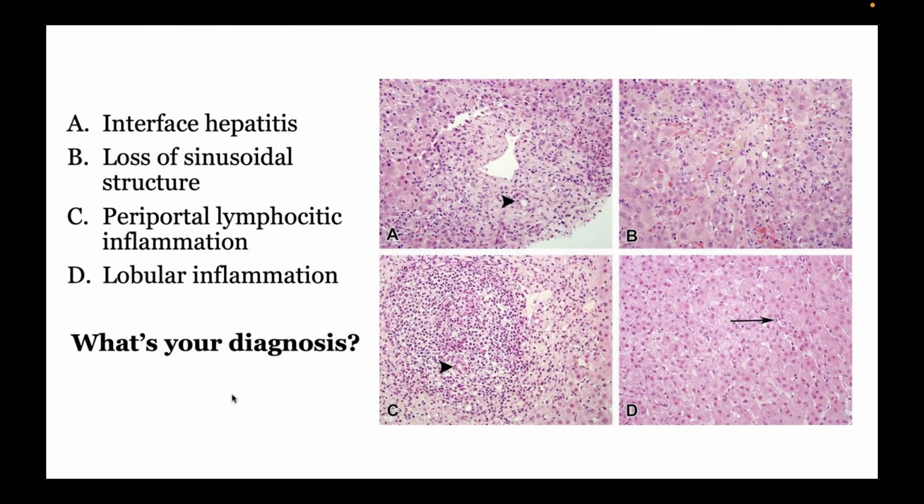You end up getting a liver biopsy, and the liver biopsy shows a few things. It shows interface hepatitis, which is manifested here by an infiltrative lymphocytosis in zone 2 essentially. You see loss of typical sinusoidal structures here, and a periportal lymphocytic inflammation surrounding the portal vein, and then finally some lobular inflammation around the lobules. So what is the diagnosis here?